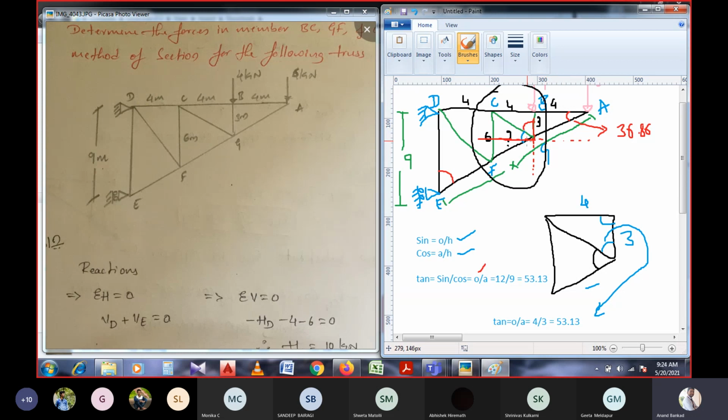Since it is 36.86 and this angle is also 36.86, right? Now you can calculate the total angle for this.